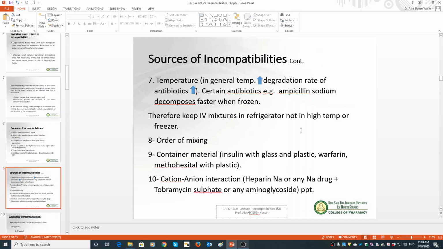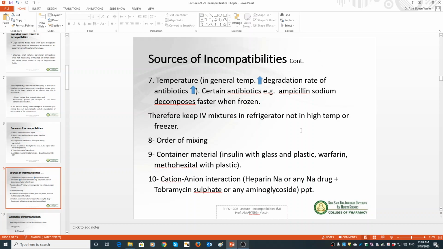For example, increasing the degradation rate of antibiotics is common to occur at high temperature. So when you increase the temperature, the chances of degradation increase for antibiotics and most drugs. If you are going to store this for a short period, it should be stored in the refrigerator, because some other antibiotics like ampicillin decompose upon freezing.